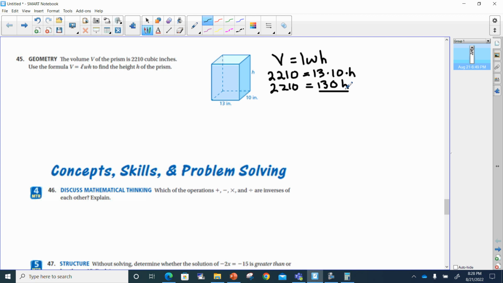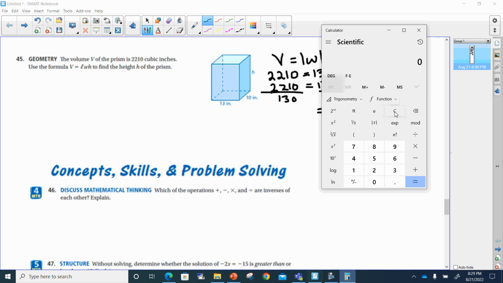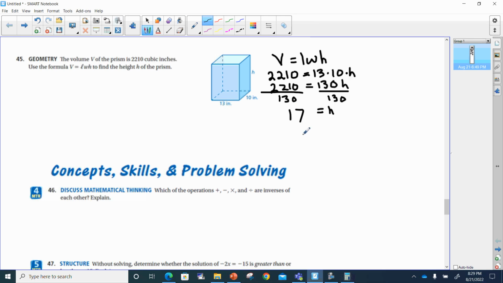Now I remember whatever I multiply to something, to get h by itself, I will divide it away, which means I will have to divide 2,210 by 130 to find h. So let's try it. We've got 2,210 divided by 130. That's going to give us 17. So h is 17. The height of this prism equals 17. And since it's in inches, it's 17 inches long.